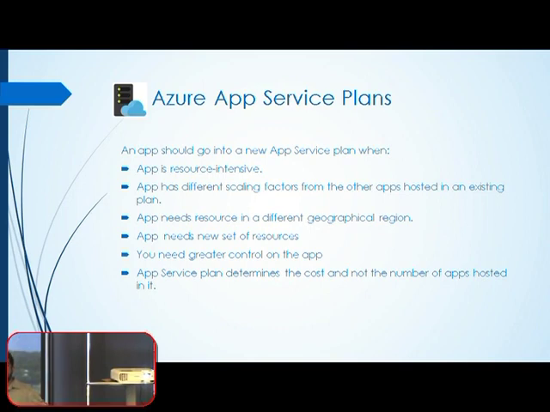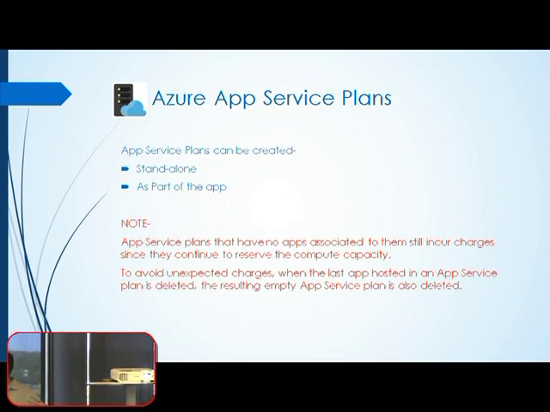App service plan determines the cost, and not the number of apps hosted in it. So it determines the compute resources which are billed by Microsoft, but it doesn't care how many applications we host under that app service plan.